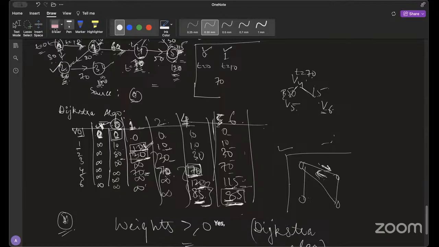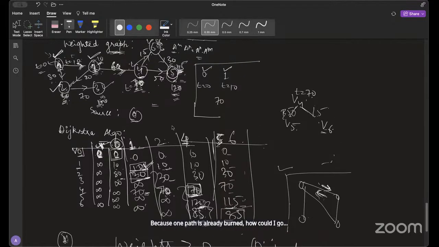Yes, it's the same. That's what I'm saying. Because one path is already burned, how could you go to it? You can't go the other way. That's why I'm not getting into the algorithm. So if this one's already burned, you can't go from here to there, even if there was a path here, this one is the shorter one.